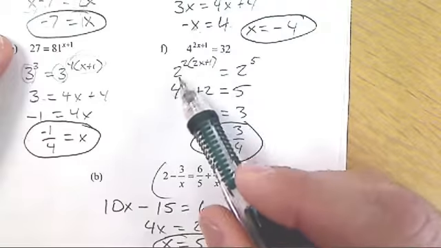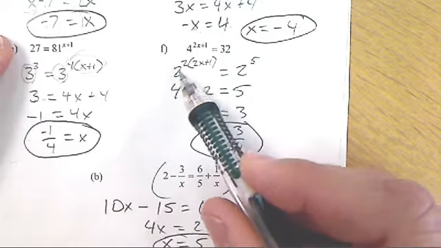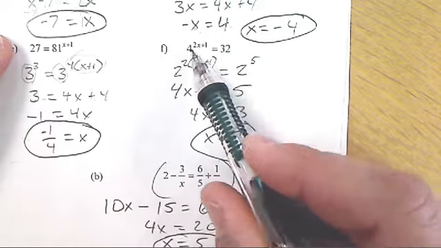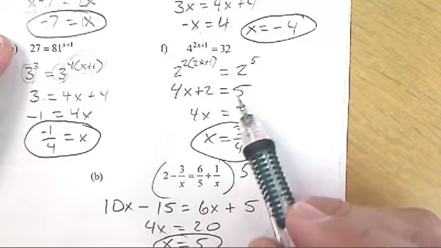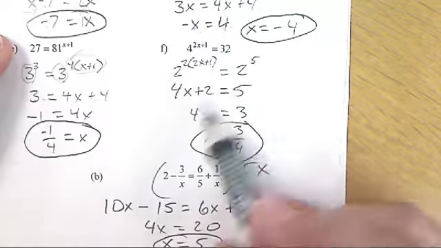Running out of time, gotta go faster. So 2 to the second is 4, 2 to the fifth is 32, so the exponents are the same, and the bases are the same, then just solve.